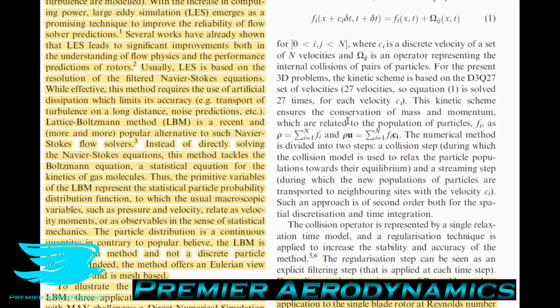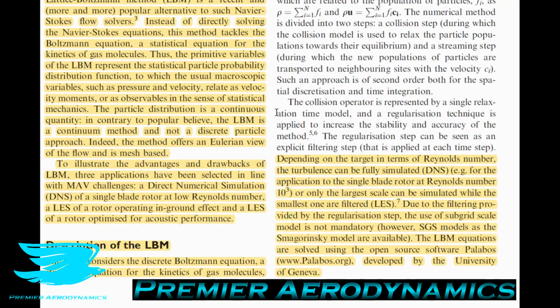So instead of directly solving the Navier-Stokes equations, the LBM tackles the Boltzmann equation, a statistical equation for the kinetics of gas molecules, so how gas molecules are moving on their microscopic levels. Thus, the primitive variables of the LBM represent a statistical particle probability distribution function, to which the usual macroscopic variables such as pressure and velocity relate as velocity moments, or as observables in the sense of statistical mechanics. So again, they're looking at each of these particles from a statistical and microscopic point of view. The particle distribution is a continuous quantity.